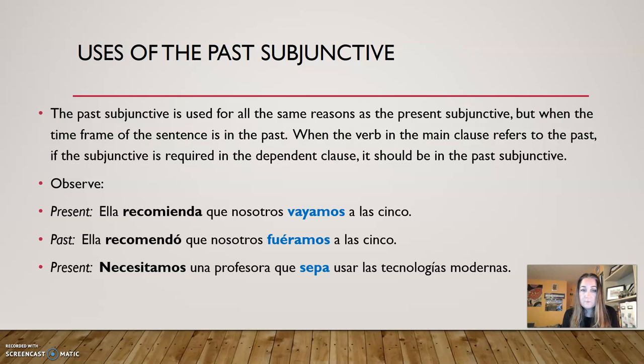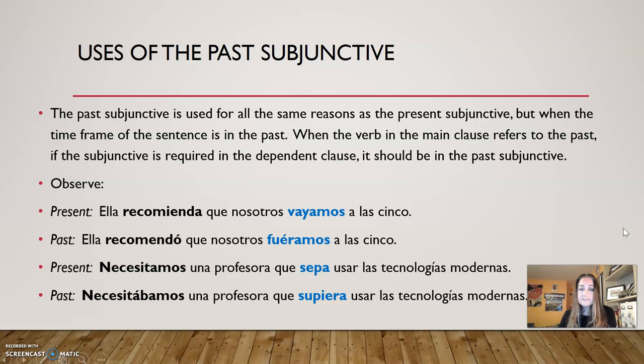However, let's move this sentence through our magic time machine to the past, and now we have necesitábamos una profesora que supiera usar las tecnologías modernas. We needed a teacher who knew how to use modern technologies. We're describing something or someone that we needed in the past. The first clause is in the imperfect tense. Therefore, we need the past subjunctive, not the present subjunctive.